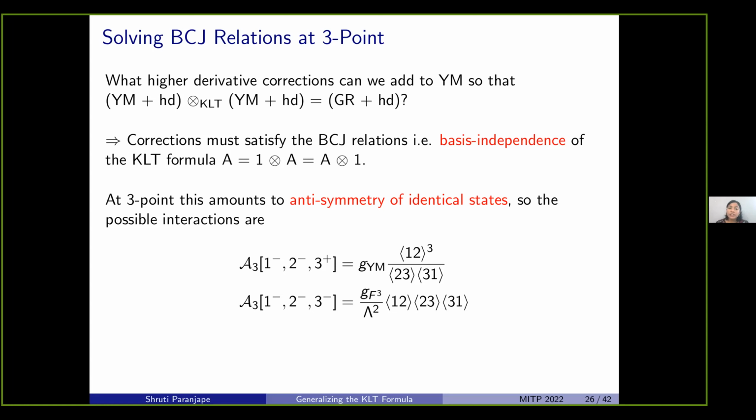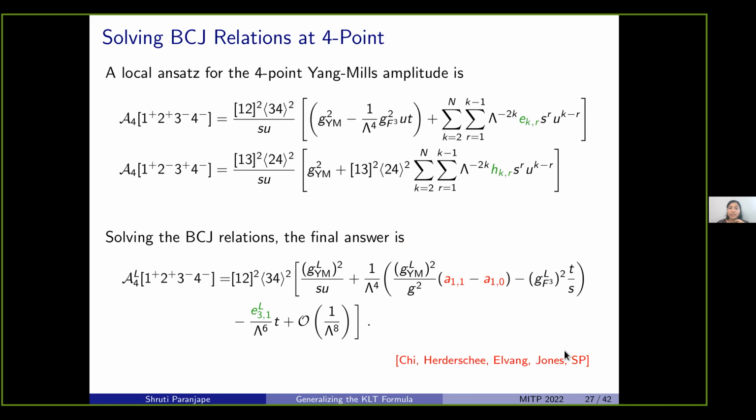Moving on to 4 point, we know now what the poles need to look like because we know the allowed 3-point interaction. So we can write down this ansatz, where again, I've introduced some Wilson coefficients in the Yang-Mills EFT. And we can solve the BCJ relations. And you can see that actually the BCJ relations get rid of a lot of the coefficients. Basically, it only starts at k equals 3 over here. And all the h coefficients are determined in terms of the E coefficients.